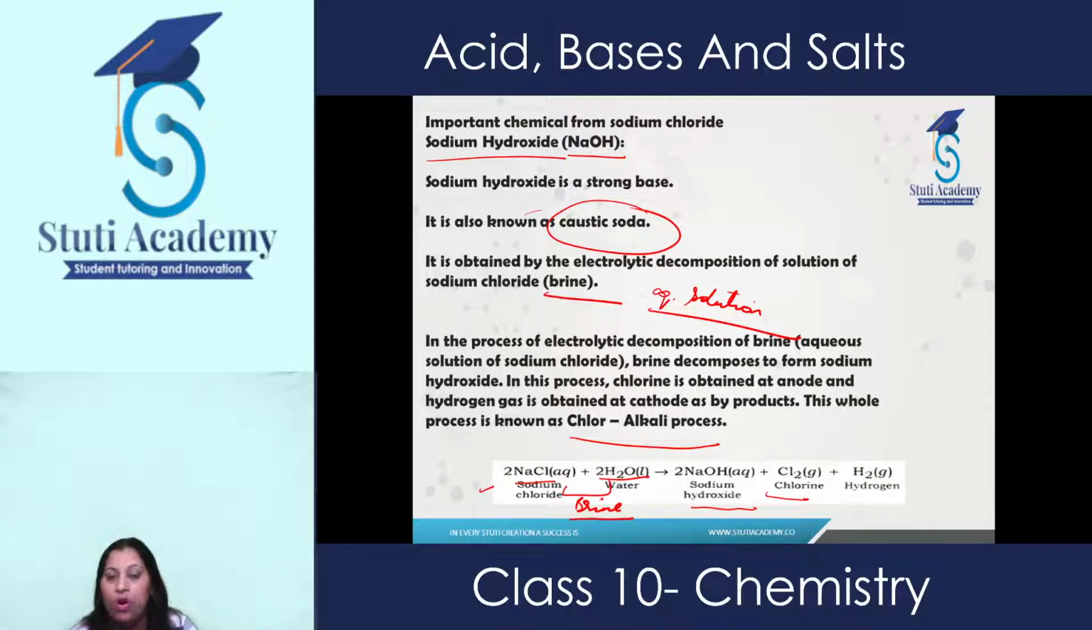Chlorine gas is evolved plus hydrogen gas is also evolved. You can see here two gases are evolved during this reaction. First is chlorine and the second one is hydrogen. This entire process is known as the chlor-alkali process. Now let's see its preparation in detail.